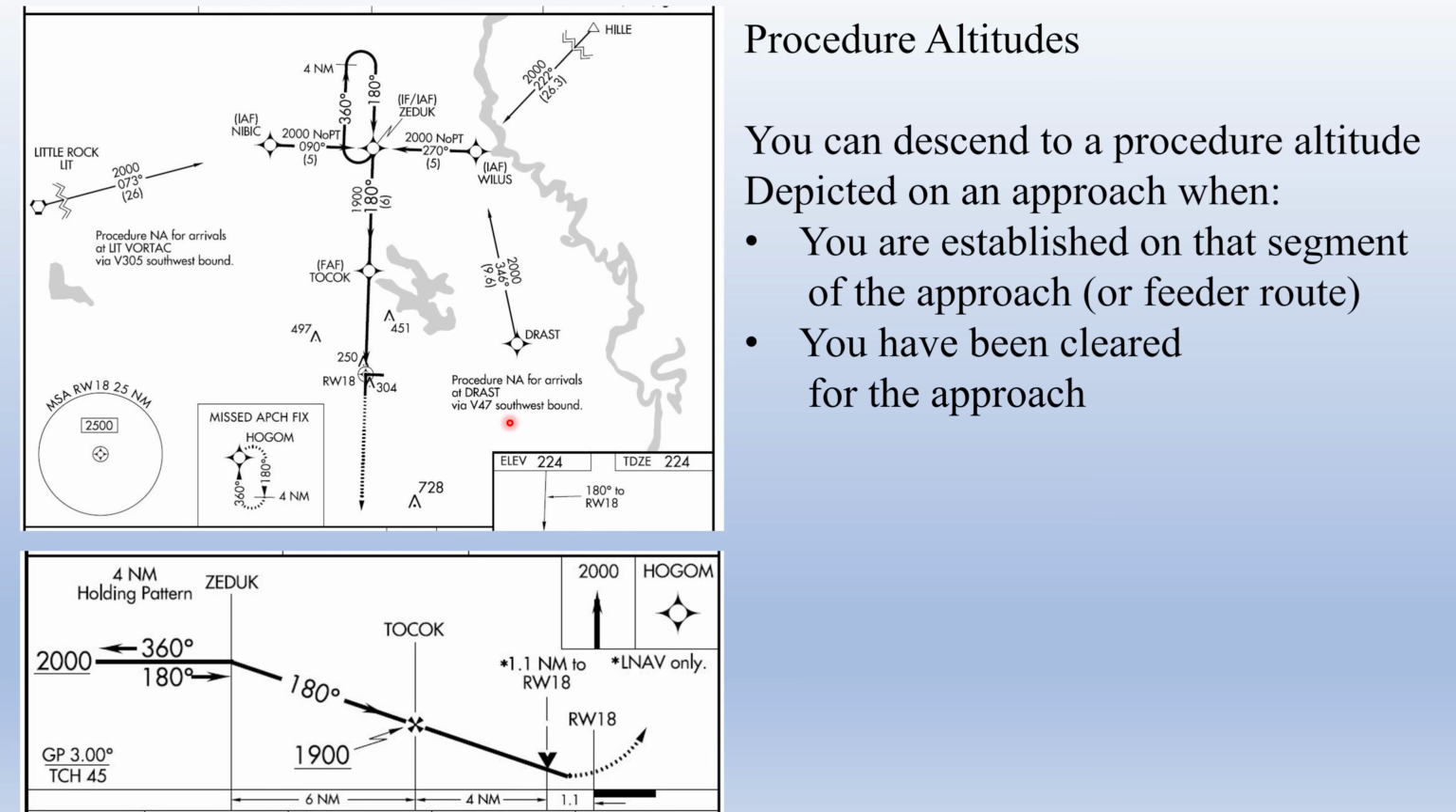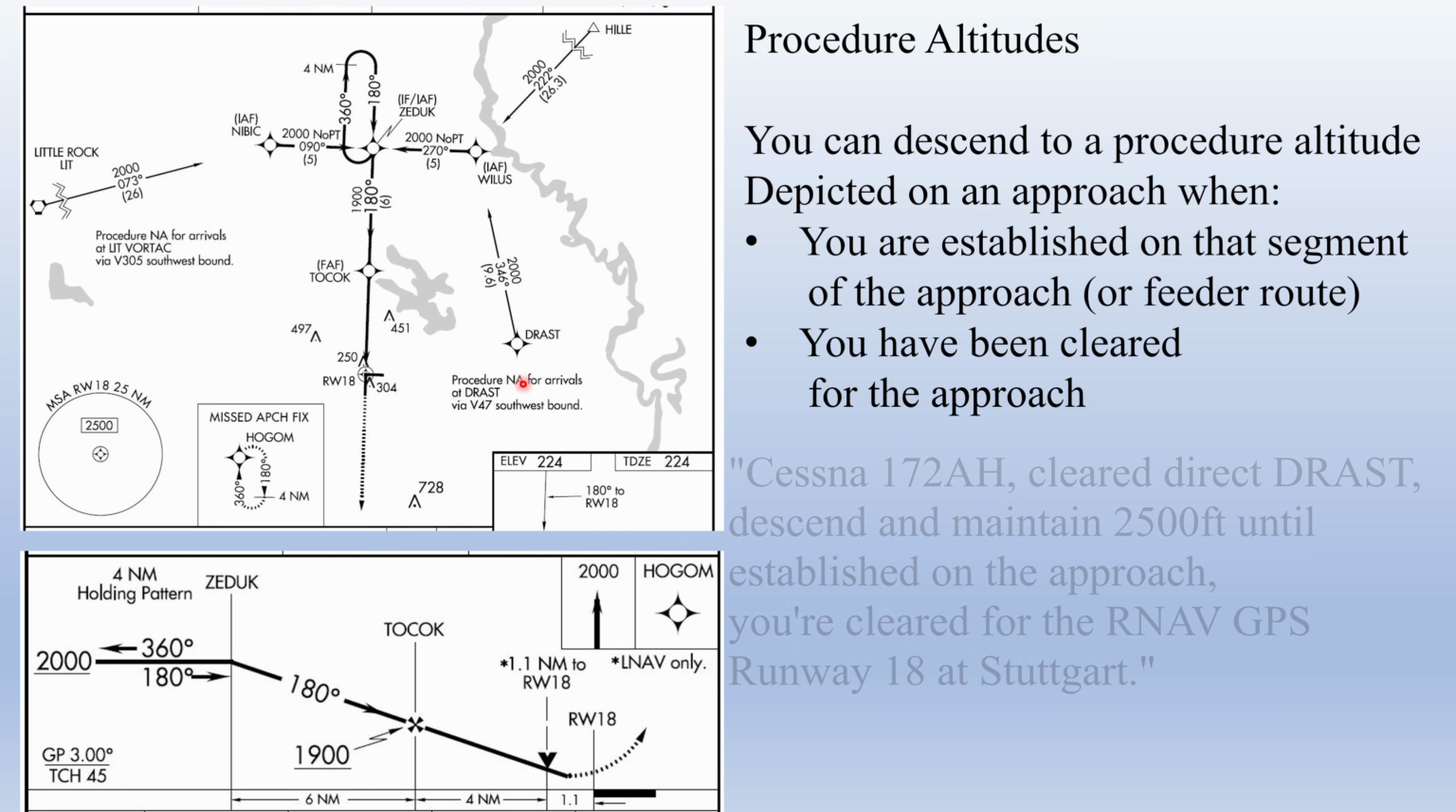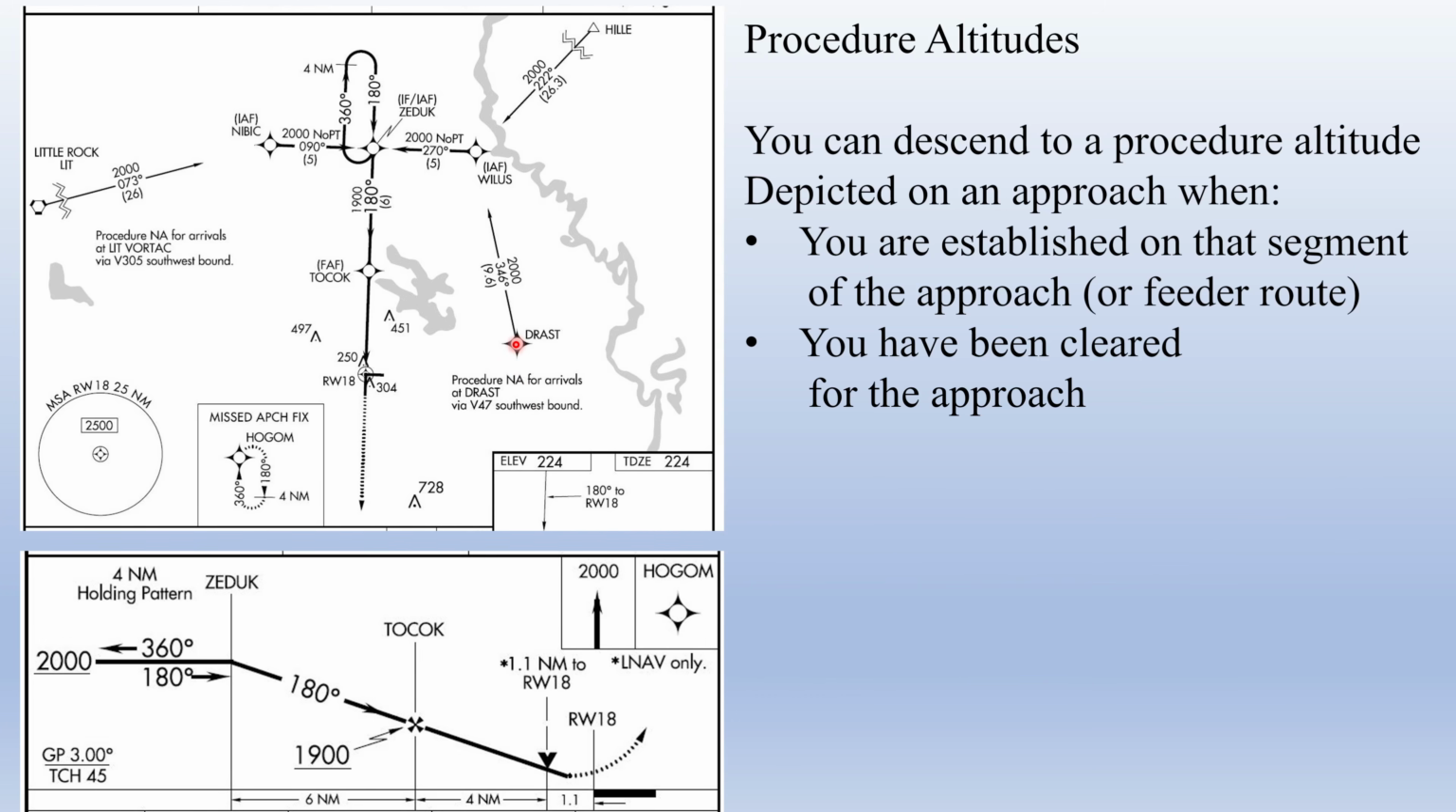Again, in the real world, you could not do that until you got a clearance. So let's assume we get a clearance at this point. They say, "Proceed direct DRAST, descend and maintain 2,500 feet until established on the approach. You're cleared for the RNAV GPS runway 18 into Stuttgart." And so we go ahead and descend to 2,500 feet and we put in direct DRAST and navigate up there.